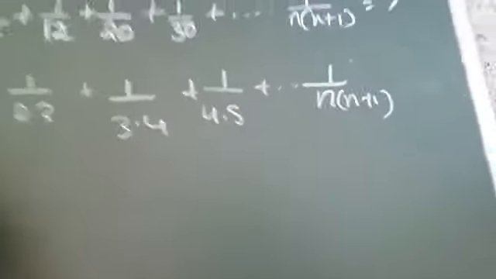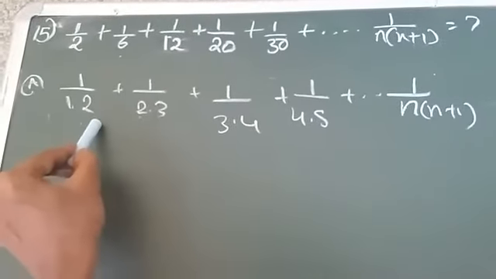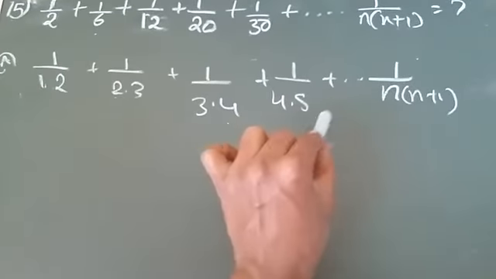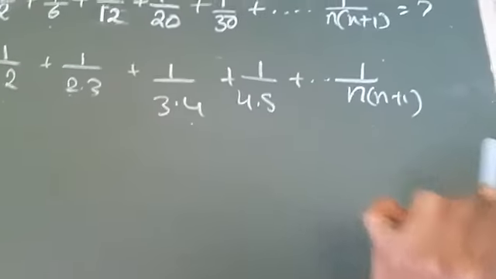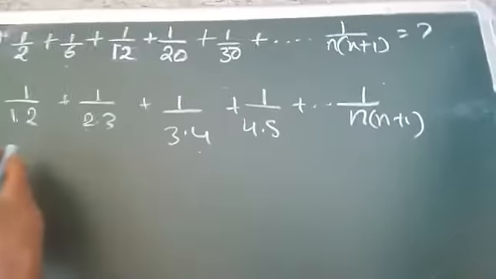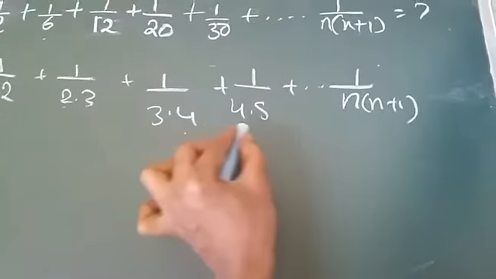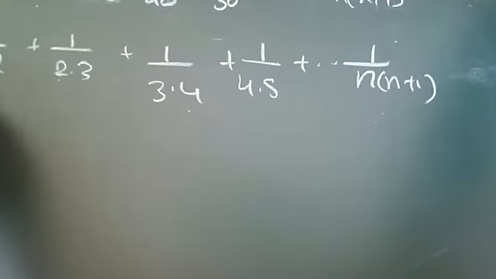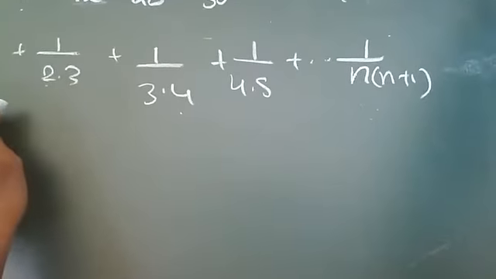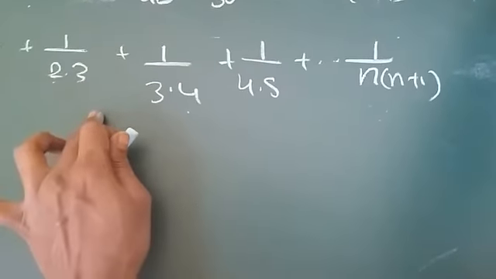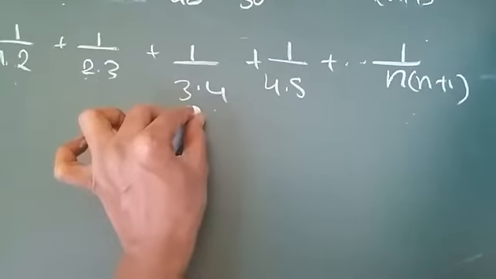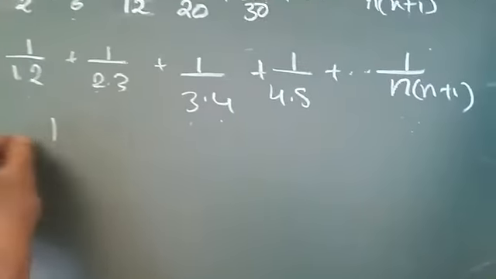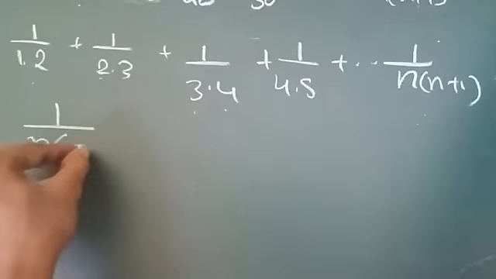Right? 1 by 1 into 2, 1 by 2 into 3, 1 by 3 into 4, 1 by 4 into 5, plus so on, 1 by n into n plus 1. See here, the series is expanding in the form of 1 by n into n plus 1. Here n is 1. Here n is 2. Here n is 3. So let us take n into n plus 1.